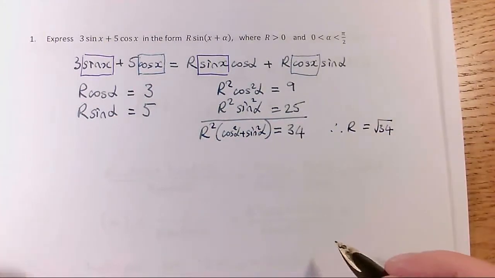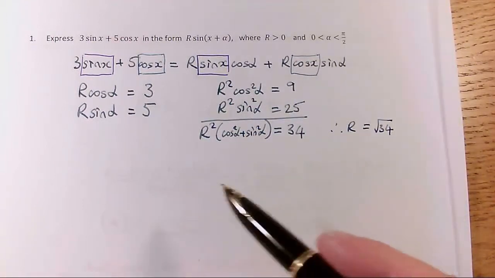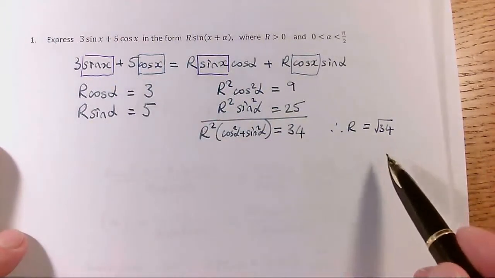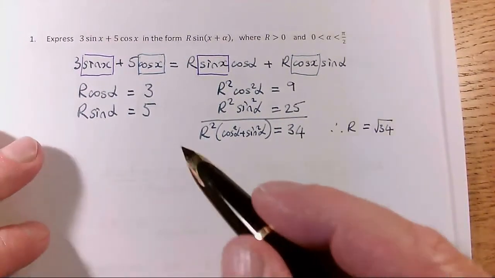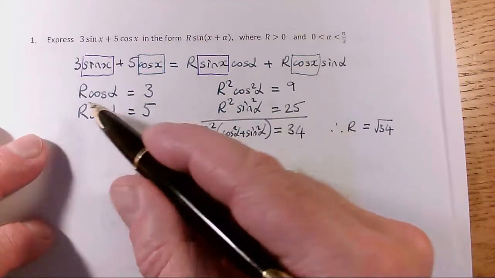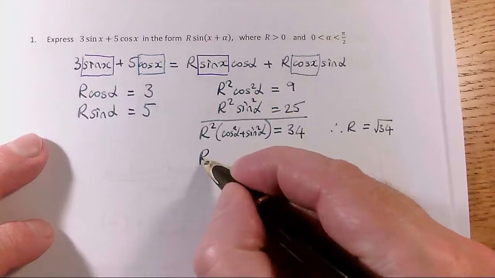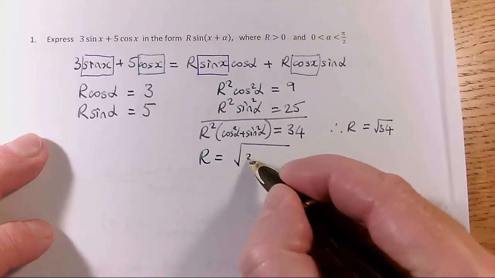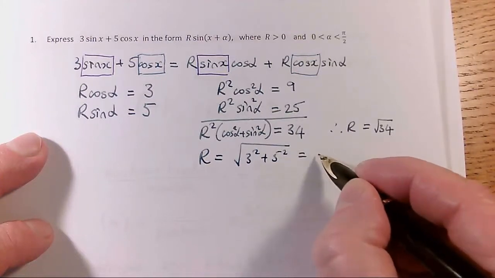Okay? Now, that's going back to how I use this identity from first principles to work out that these two statements lead to this. When you've got the experience, okay, it is perfectly fine to say, I know from experience that the way I dig r out of these is I say that r is going to be the square root of the 3 squared plus the 5 squared, okay, which is the square root of 34.